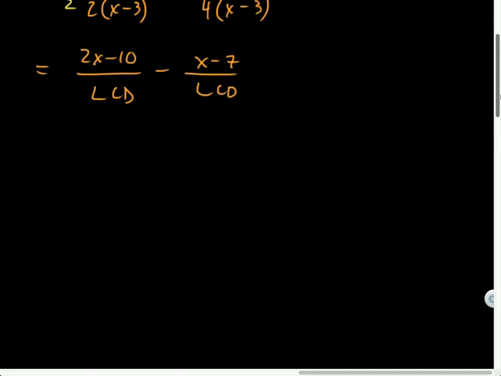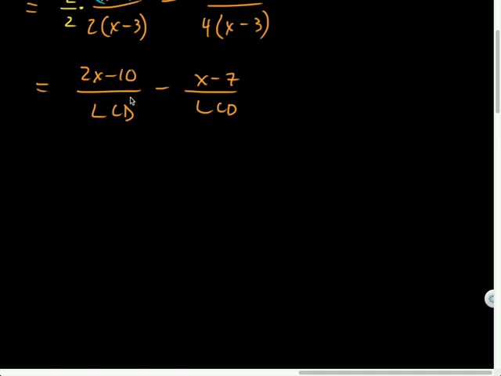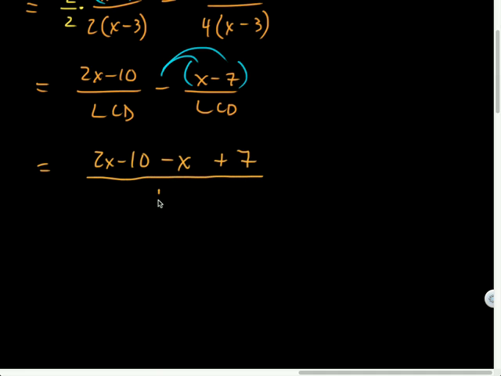And I know you guys are not going to fall for the subtraction error there as well. Once again, this vinculum is a grouping symbol. I'm going to have to distribute this minus sign. You could have done those 2 previous steps as one, and that's fine. But I don't mind having it written all out in our notes. So let's see, 2x minus 10 minus x plus 7, all over the LCD. So combine like terms.